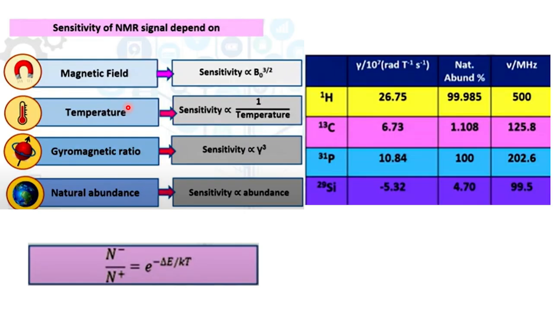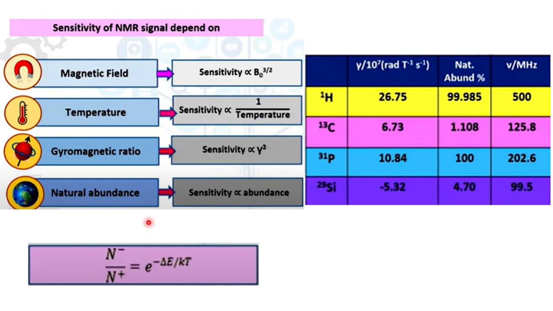And another thing is the Boltzmann distribution. The higher the temperature, the lower the sensitivity, because you see the excited state population will be higher if the temperature is higher, but we need the ground state population to be higher as compared to the excited state. So that's why the higher the temperature, the lower the sensitivity.